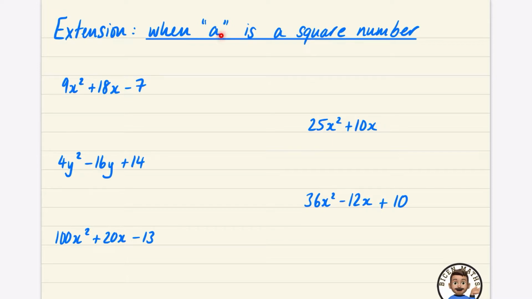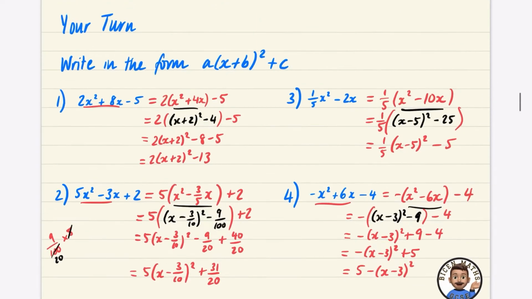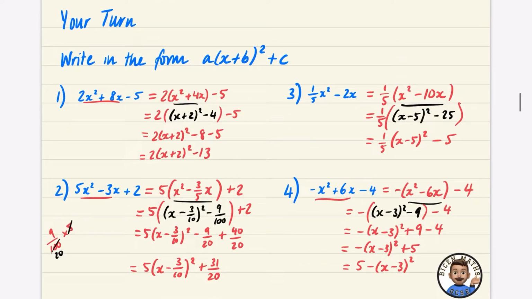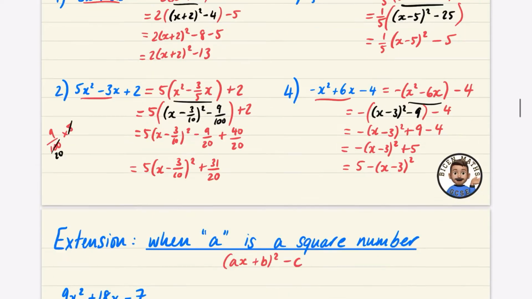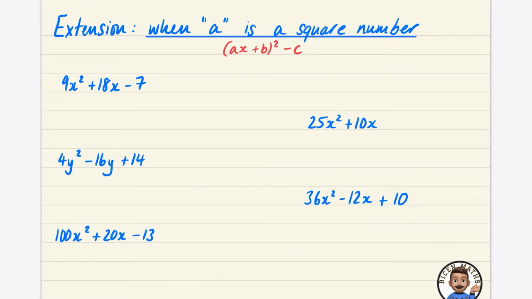So this is when the a part of the ax squared plus bx plus c is actually a square number, and you can actually do a particular form of factorizing for this where you can write it in an ax plus b squared minus c form. So it's a little bit different to the previous part. In the previous part we said that it would have the a outside the brackets. You can actually put the a inside the brackets if this value is a square number.